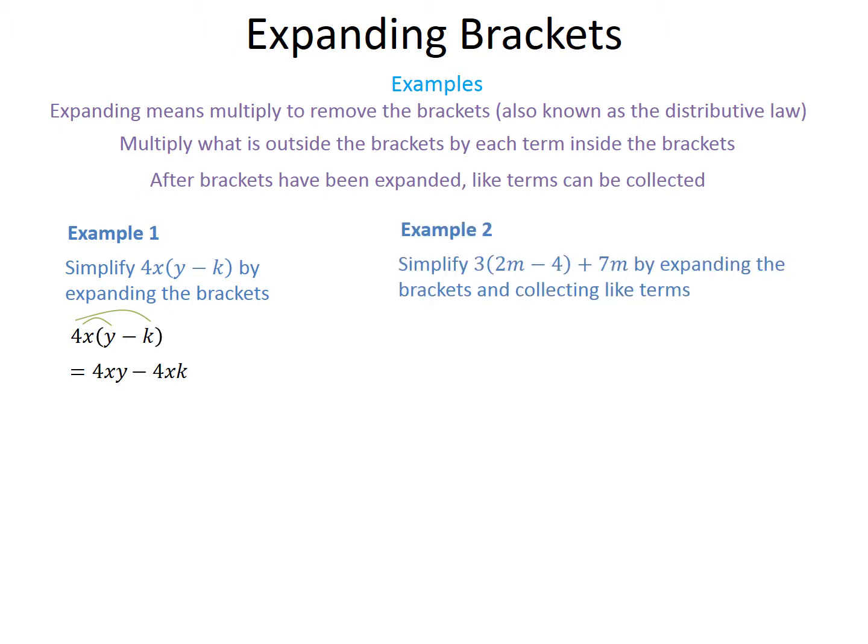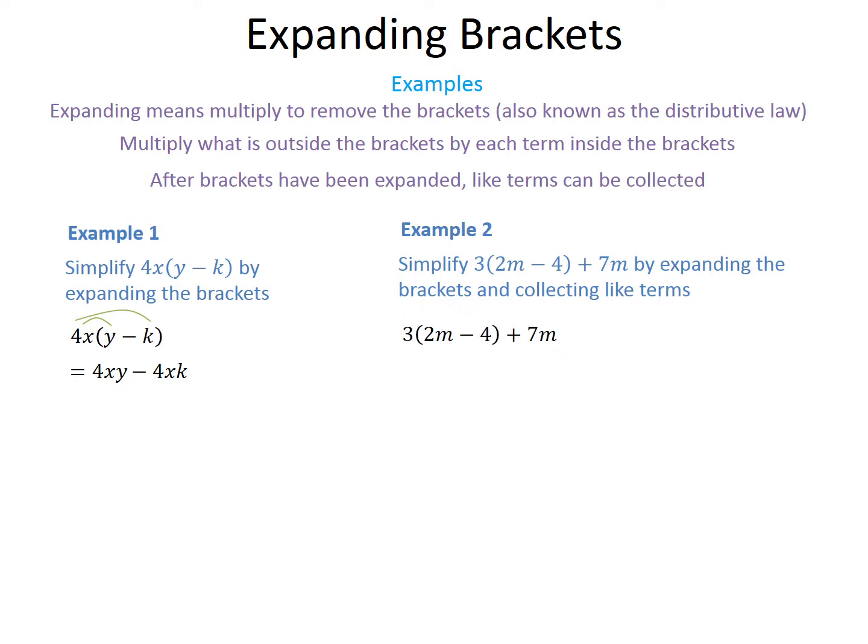Now, in the next one, it's a bit bigger. We're going to simplify this expression here by expanding the brackets, and then we're going to collect like terms. So our first step, let's write the whole expression down. And now when I'm expanding the brackets, this 3 here, it's got nothing to do with this 7m. It's not in the brackets. And so when you expand, you only need to multiply by what's inside the brackets.